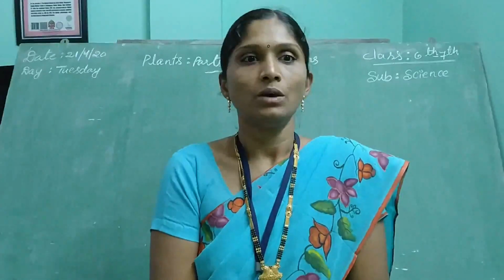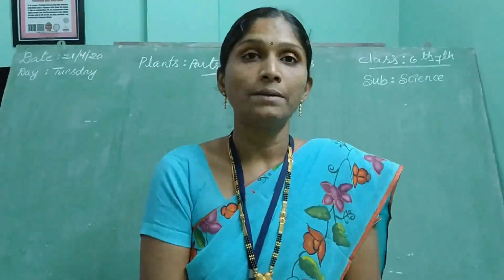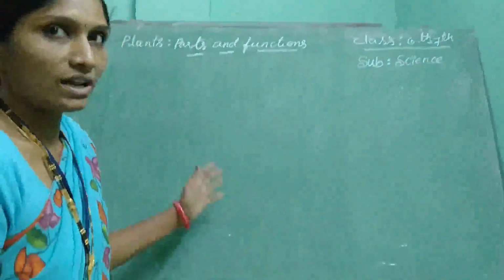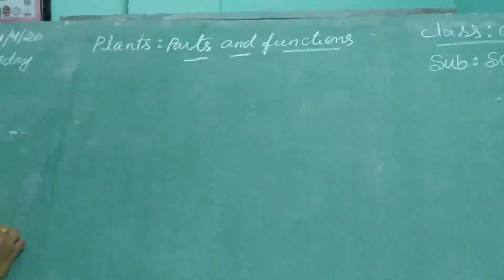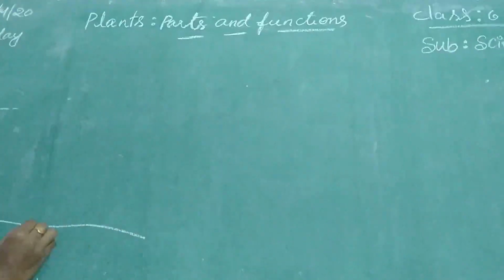Okay. I will explain the next topic: what are the uses of plants and what type of parts consist in a plant. This is the structure of a plant.